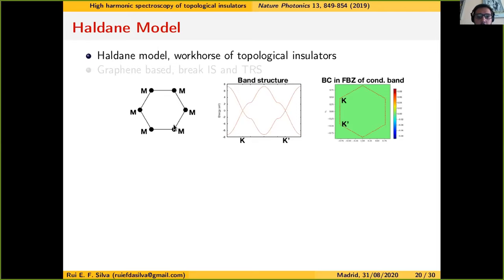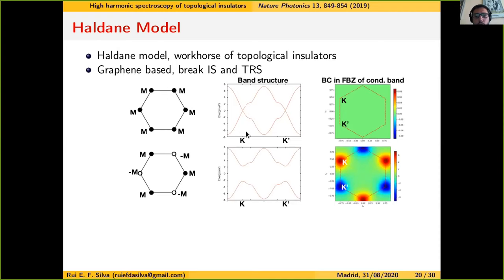So you have a lattice of graphene, and you start with the tight binding Hamiltonian of graphene, and you see here the band structure. Since in graphene we have inversion symmetry and time reversal symmetry, our Berry curvature shown here is zero everywhere in the Brillouin zone. Then what you need to do is to break inversion symmetry and time reversal symmetry to construct the Haldane model. We first break inversion symmetry, and we just get massive graphene, or for example, hexagonal boron nitride.